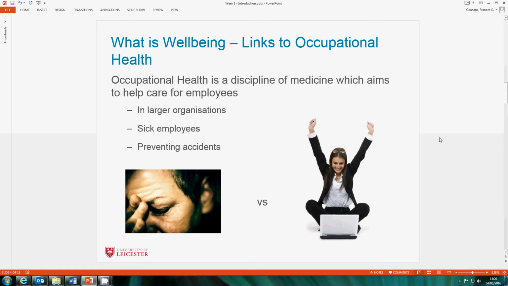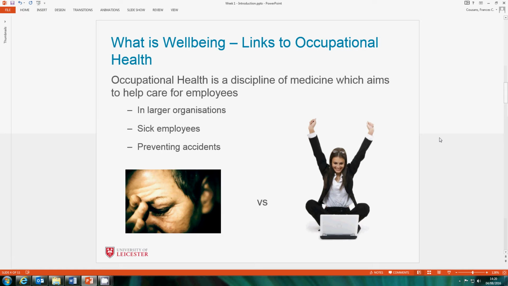So wellbeing links to occupational health, and what do we mean by that? Occupational health, as you might be aware, is a discipline of medicine, and this really aims to help care for employees. It's typically found in larger organisations. They might have an occupational health department or employees around that. Their focus is very much on sick employees and preventing accidents.